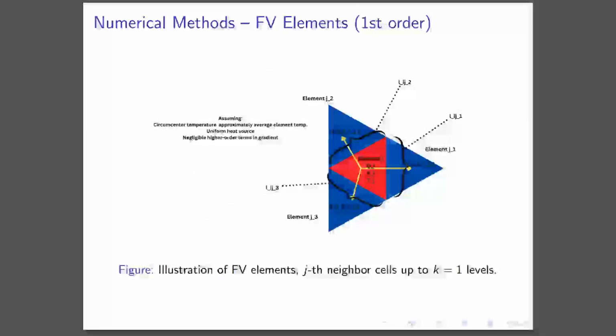So we assume that the circumcenter temperature is approximately the average element temperature. We have uniform heat sources, and we neglect higher order terms present within the gradients between each of these cells. So for each cell, we have the following weighting, where we take into each of these elements a distance d sub ij and a temperature T sub j for each of these nearby elements, a length of L sub ij, and elements with q sub i, A sub i for heat and area, and T sub i, which is the temperature at i. This is first order because we're only looking at the nearby cells.